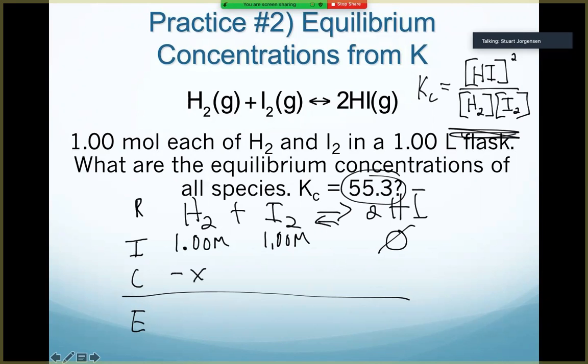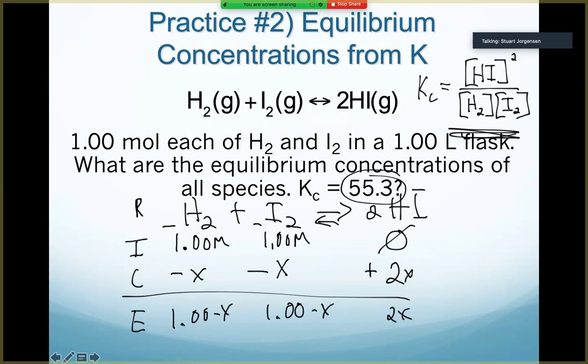We're going to say that this hydrogen goes down by some amount. We don't know what it is, so we'll call it X. But we do know it's a 1-to-1 ratio. So if this is going down by X, so too would our iodine. And for every X that gets used up on the left, we end up making 2X worth of product. So if we solve it on down, we're going to have 1.00 minus X for our hydrogen when all is said and done, 1.00 minus X for our iodine, and we're going to have 2X for our hydroiodic acid here.